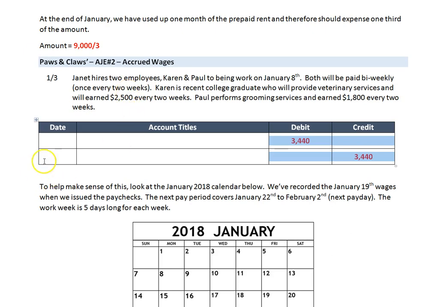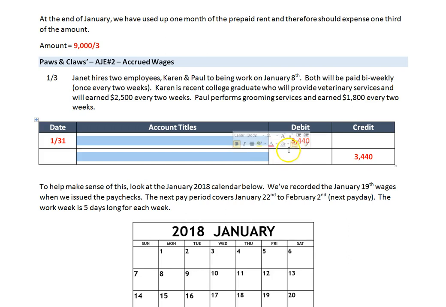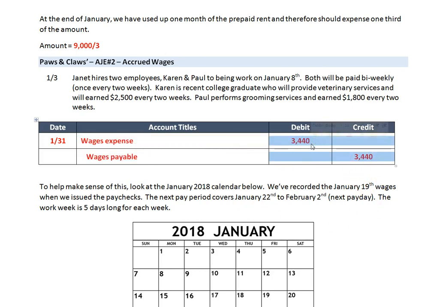Let's go back to the 2 accounts. It's wages. We should know by now it's wages expense, wages payable, right? Wages expense, wages payable. The only more difficult part here is the amount.